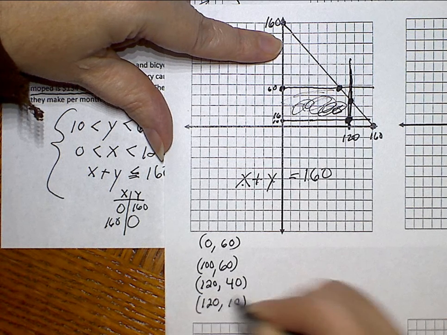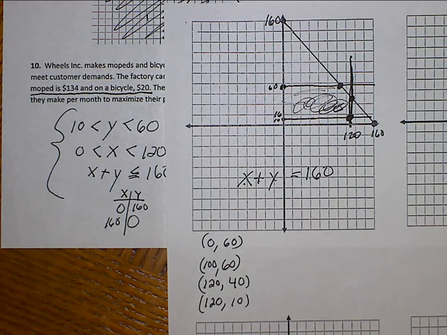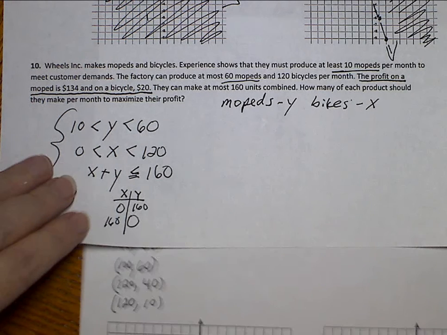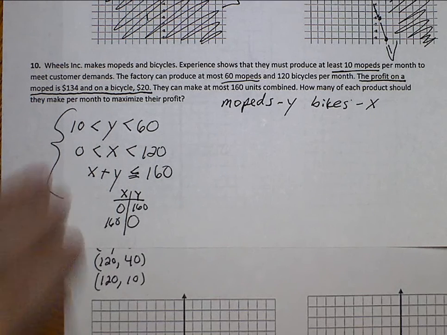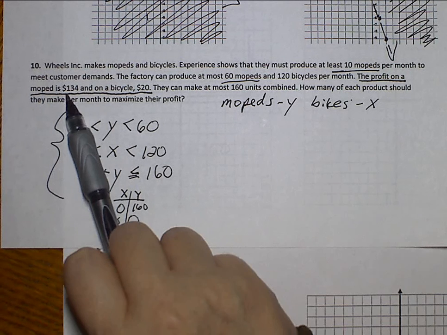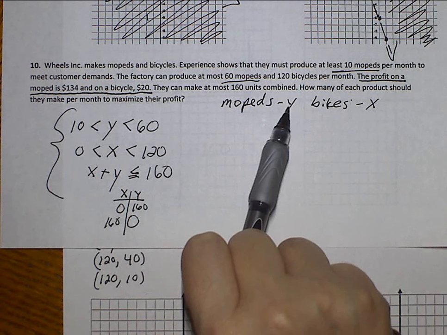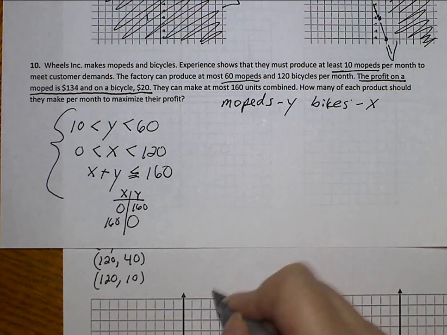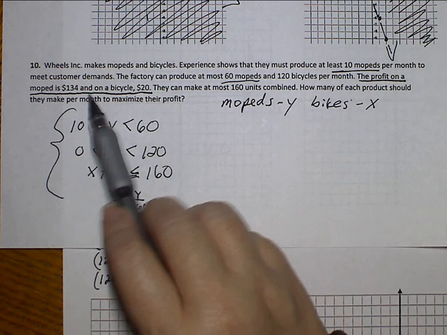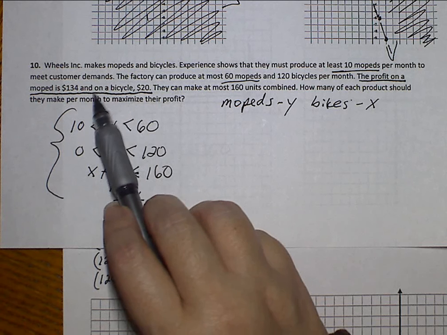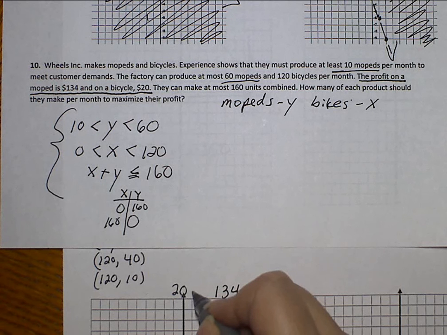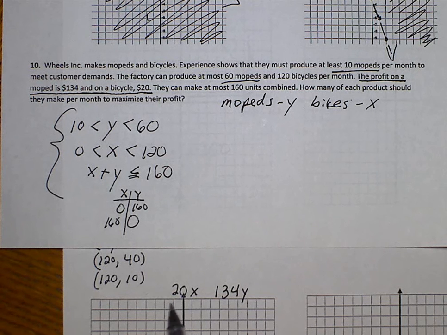Alright. Then we have to go back and read that last one, and then I'll move it over. I'll put this down here, and I'll write it down here, and we'll use it. It says, the profit on a moped is $134, so it'll be 134 times Y. And on a bike is $20. So 20 times my bike, and my bike is X. Now the reason I put XY is it'll just make it easier for us, and that is equal to our profit.